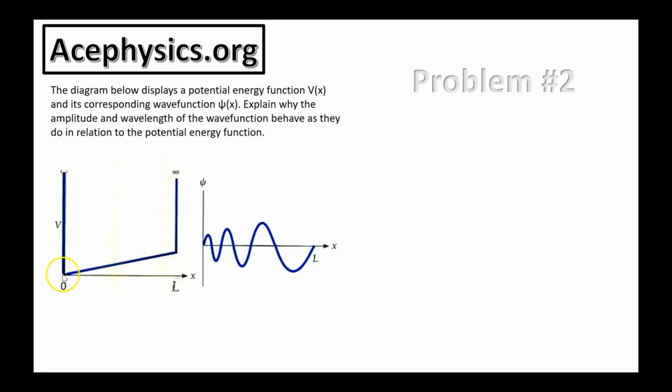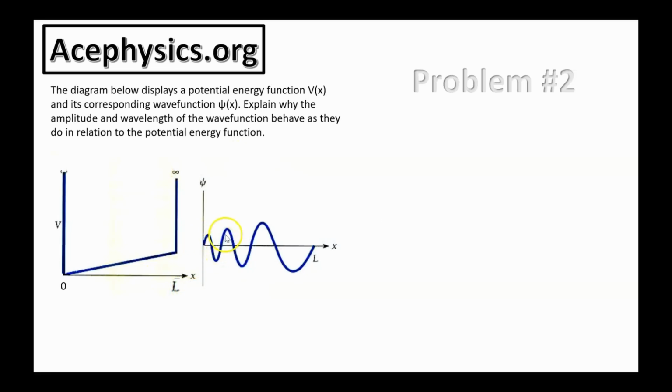It's infinity at 0, and then between 0 and L, it increases at a constant rate until you get to some value of potential, and then the potential goes to infinity again. This means the particle must be confined between 0 and L. This is a corresponding wave function.